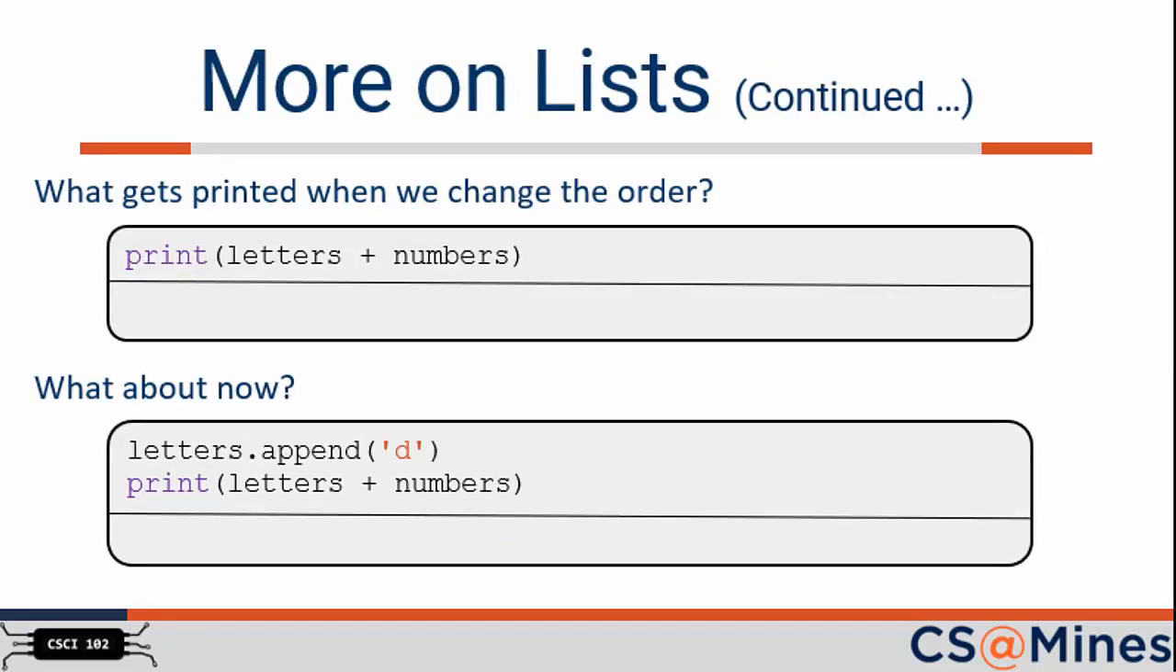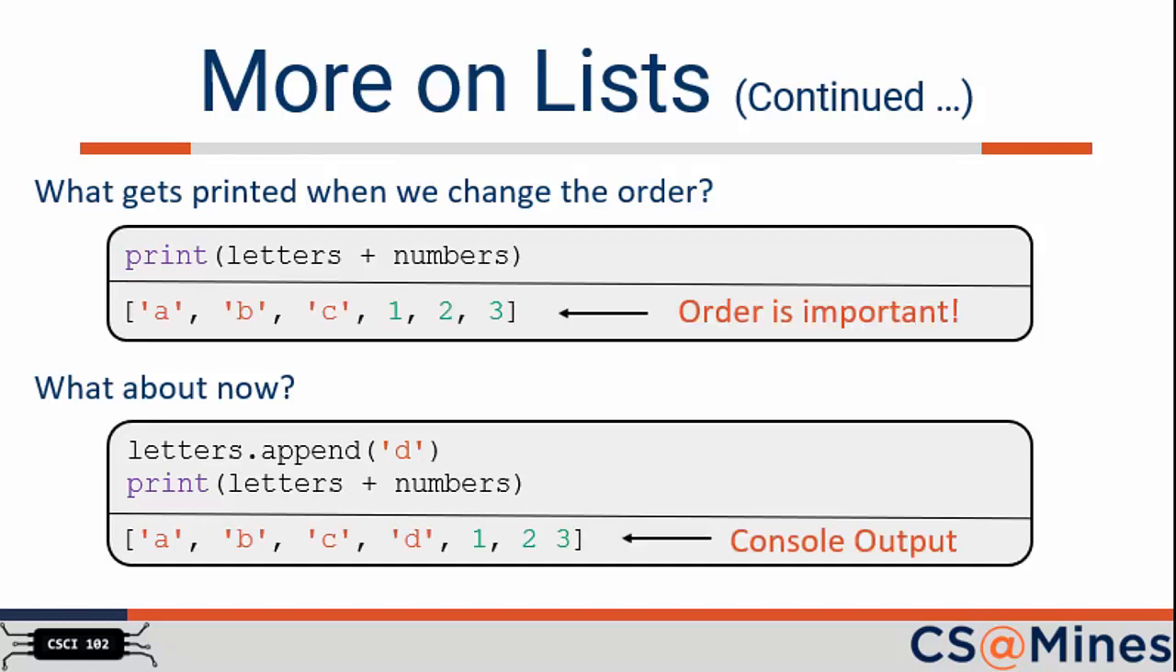In the previous slide, we had numbers plus letters. What happens here when the command is letters plus numbers? And what will be printed with the second example shown? Spend a moment thinking about the answers to these 2 questions. Are you ready? In short, order matters when combining lists. In other words, the second list will always be added to the end of the first list, and any new list item appended to the list will go to the end of the list.